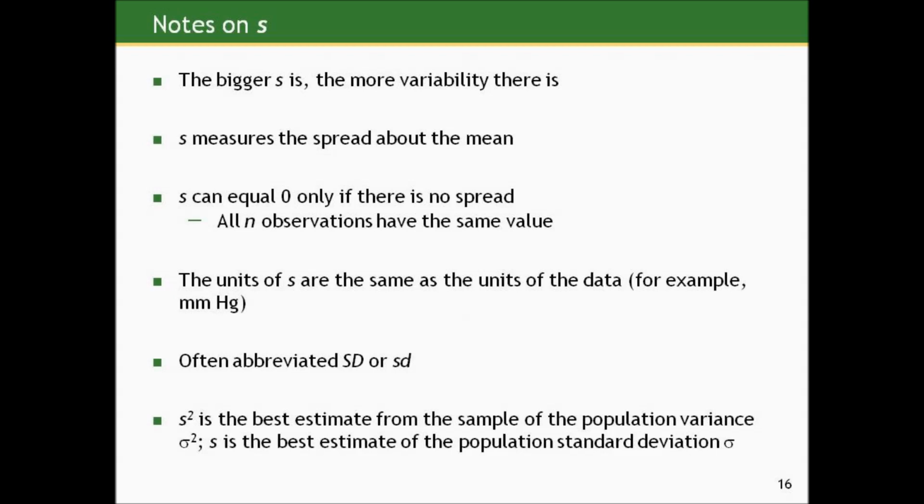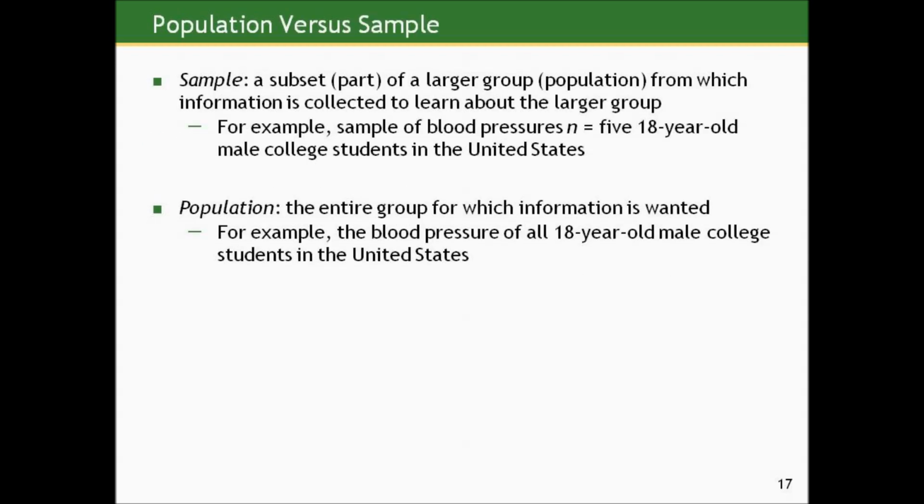S squared is the best estimate from the sample of an underlying population quantity, the variance, which we frequently represent with the Greek letter sigma squared. And S is the best estimate of the population standard deviation, sigma. So what again do I keep meaning by population and sample?